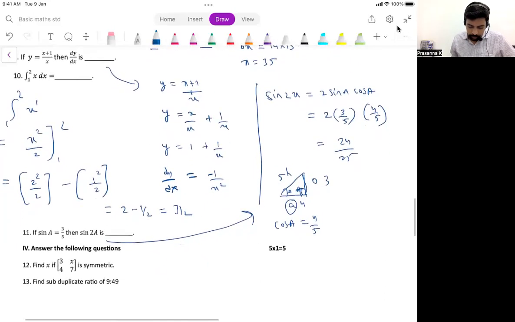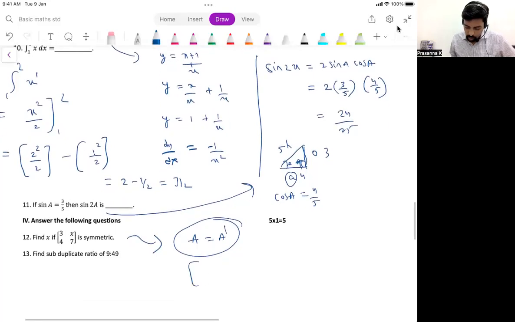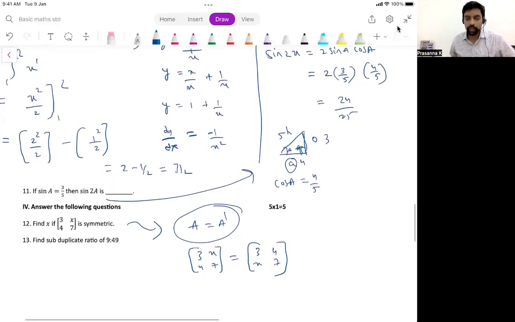Then 12th question, find x if the given matrix is symmetric. Condition for symmetric is A should be equal to A dash. This is the condition for symmetric. A should be equal to A dash. Okay, so now 3, x, 4, 7 should be equal to 3, x, 4, 7. Transpose the given matrix. Now in place of x, we have 4. Therefore, x is equal to 4.